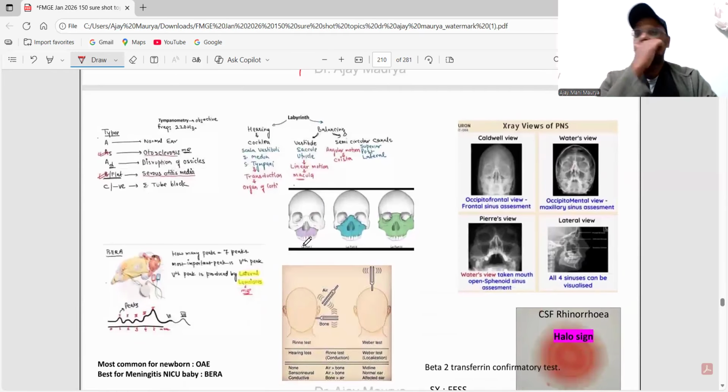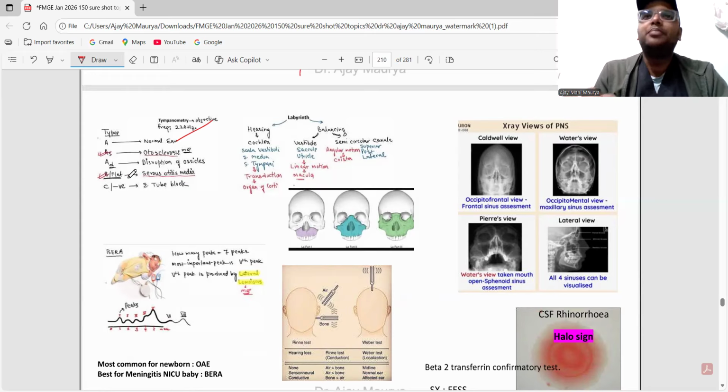Let's come to some important topics from the ENT chapter. Tympanometry: type A tympanometry is common. Yes, type A is present in everyone, that is from the normal ear. Type As is automatically seen in otosclerosis. Type Ad is disruption of the ossicles. Type B is flat, seen in the case of serous otitis media.